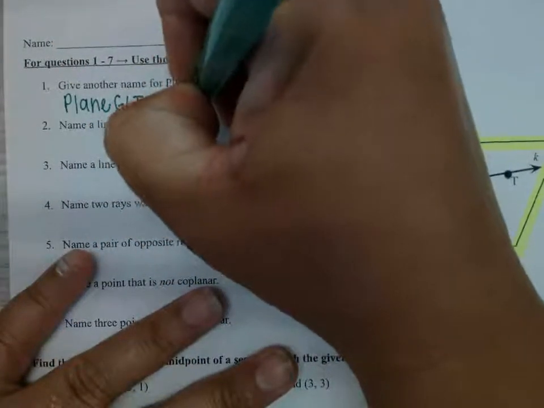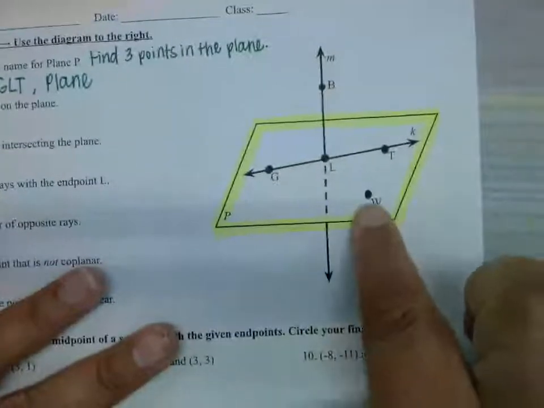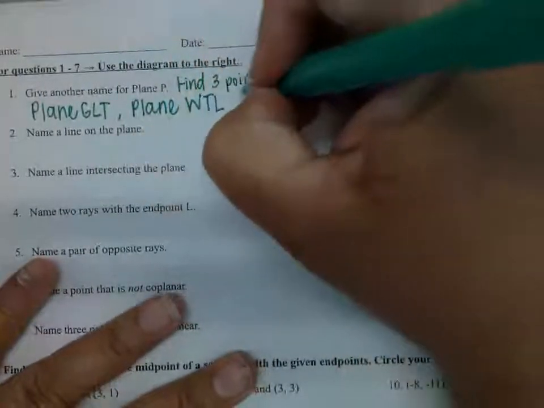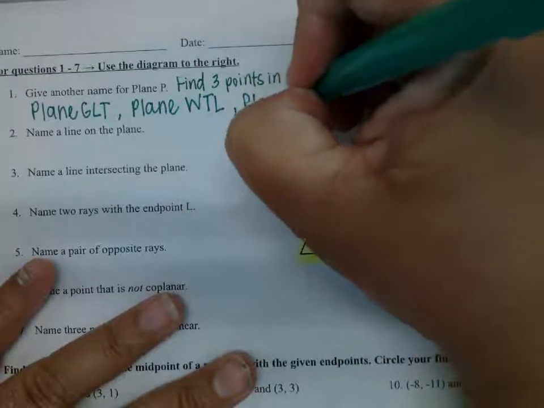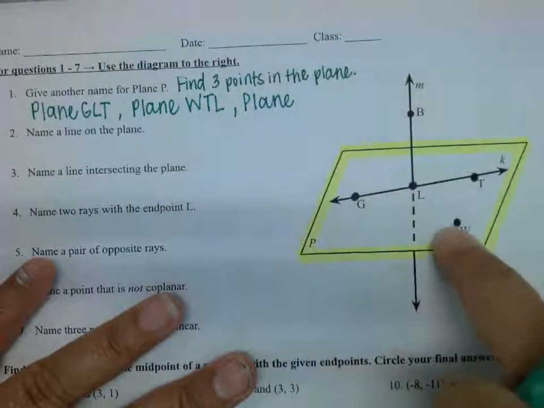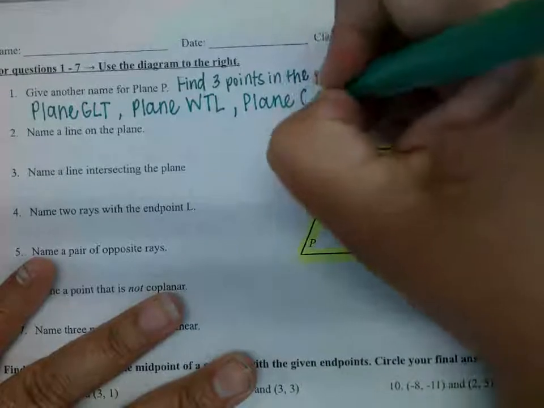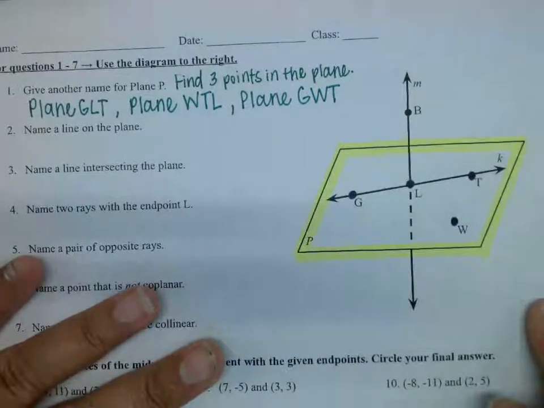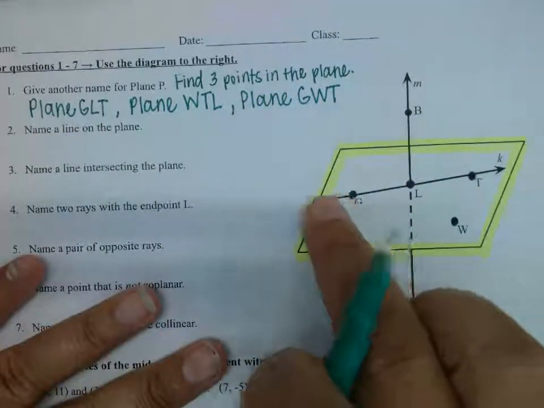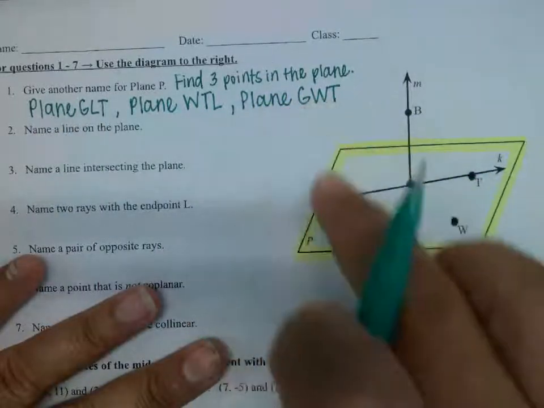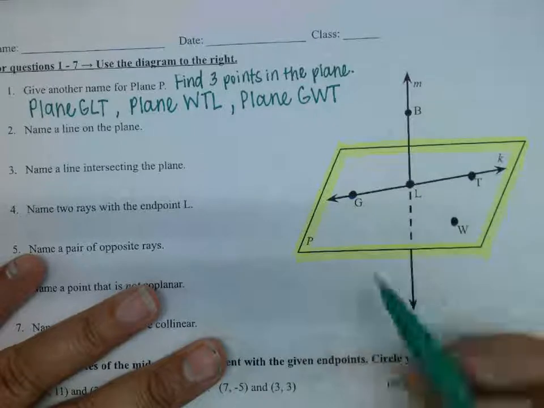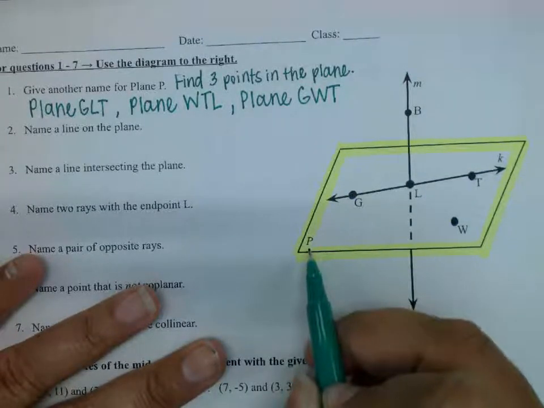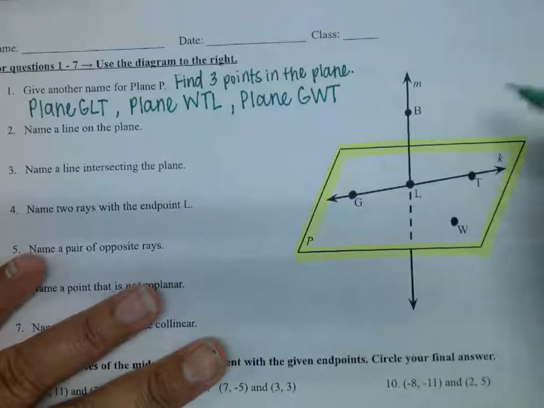plane GWT, whichever one floats your boat. Okay, doesn't matter as long as all 3 of these points that are named after plane are inside the plane. P is not a point because it doesn't have a point next to it and it's in the corner. This little tiny K, remember points have capital letters. This little tiny K is talking about this line right here. This little tiny M is talking about this line right here.